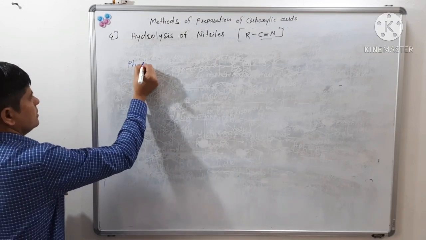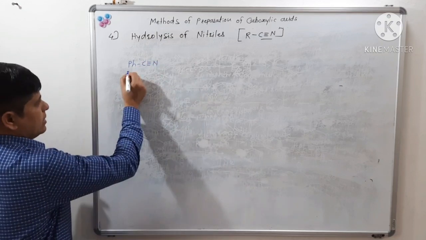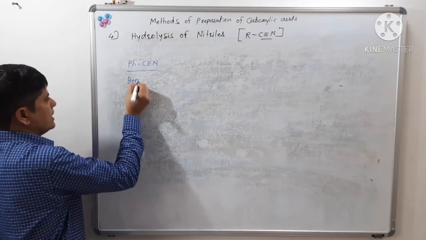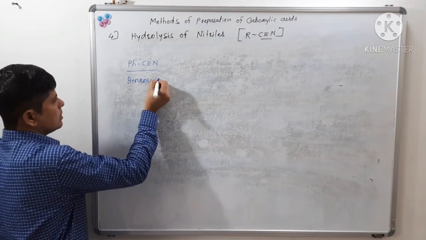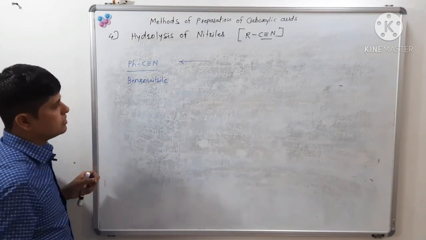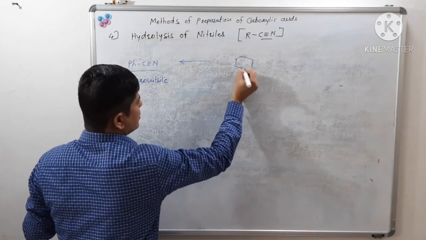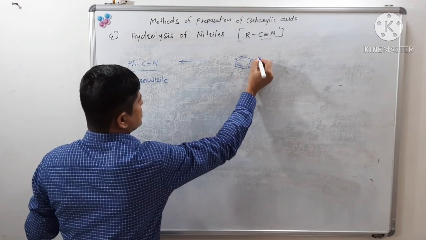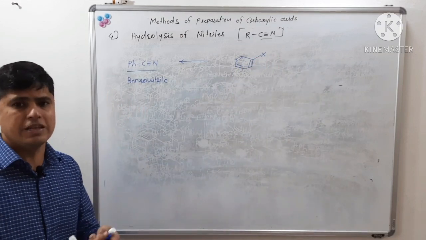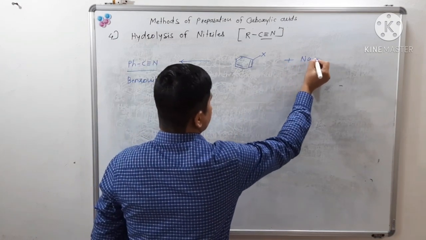PhCN, that is benzonitrile. How can it be prepared? So this benzonitrile, what is this? Benzonitrile. How can benzonitrile be prepared? Benzonitrile can be prepared by a reaction of halobenzene, like bromobenzene, chlorobenzene, iodobenzene with sodium cyanide.